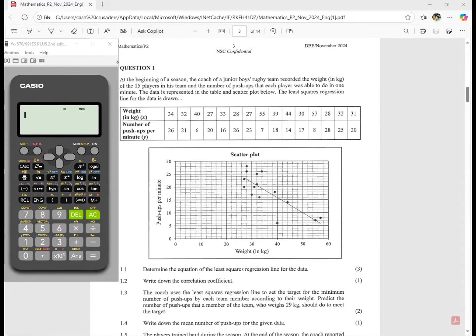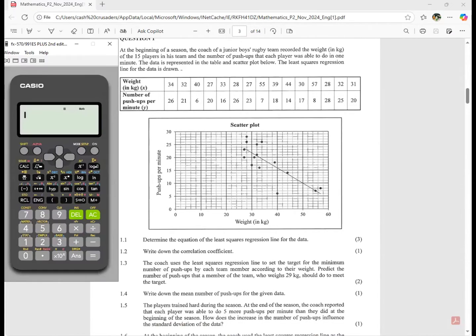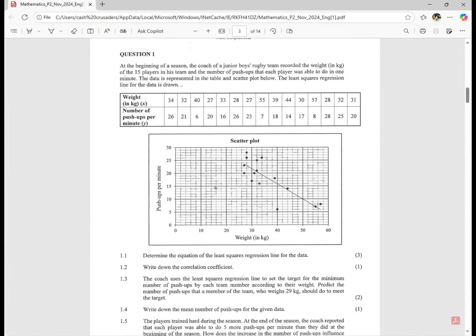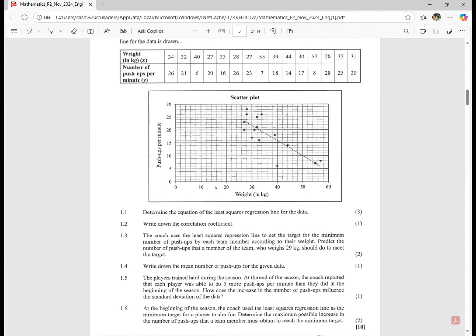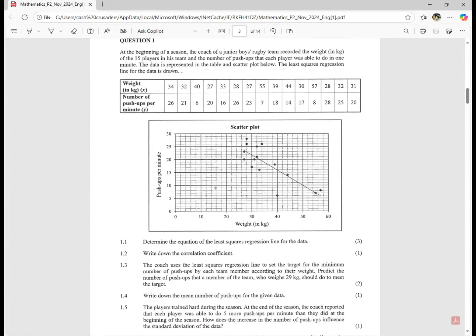Okay, so basically today I'll just be taking you through how to use your calculator to answer your question one statistics question. We do know that with your statistics, you should be collecting marks there. So this is the question that you have right here. Your question one is for 10 marks, right? So we're just going to be using this one and going through it.